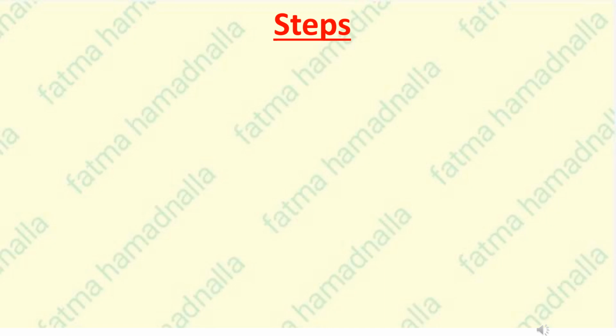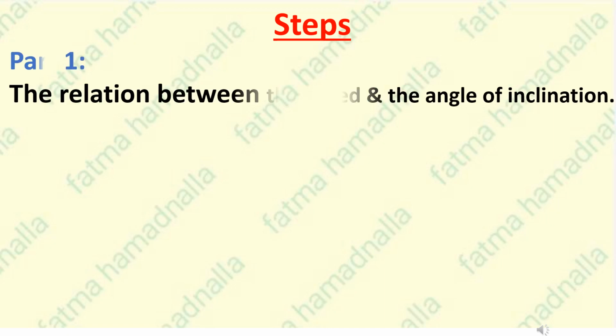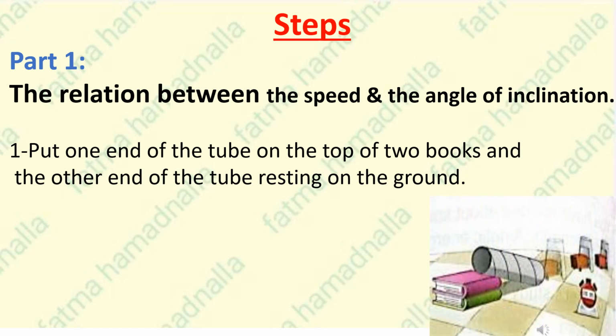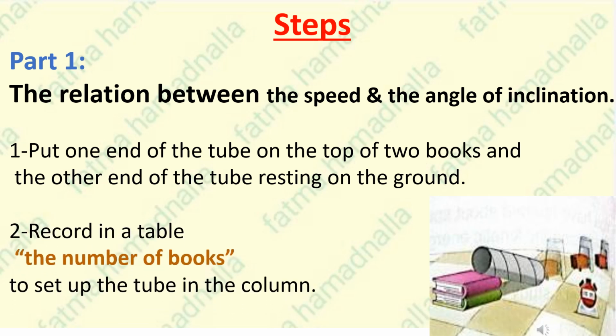Steps we will follow to explore. First, the relationship between speed and the angle of inclination. Okay? 1. Place one end of the tube on top of two books and the other end of the tube resting on the ground. 2. Record the number of books used to set up the tube in a table column.